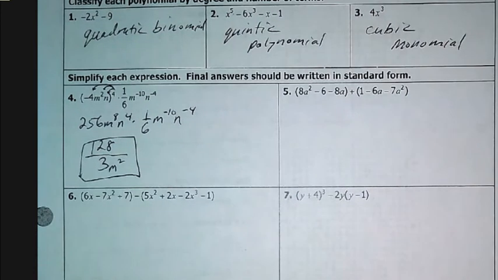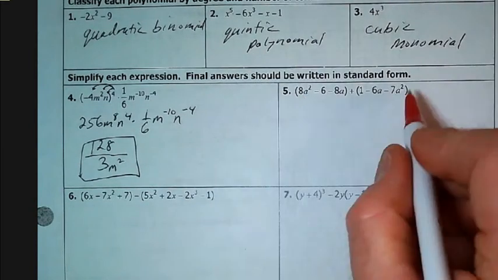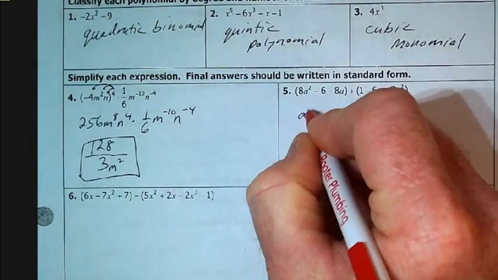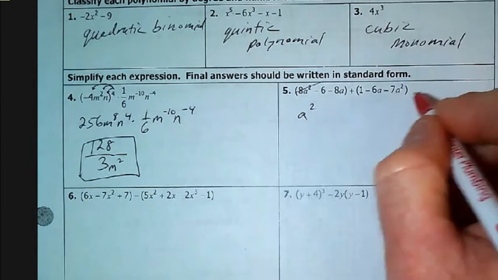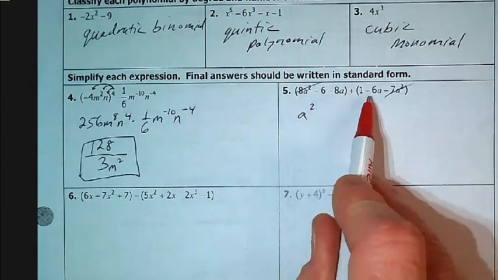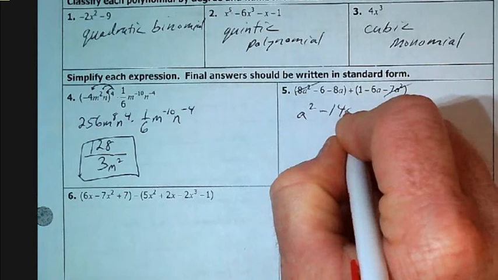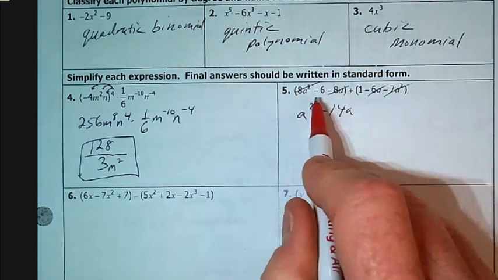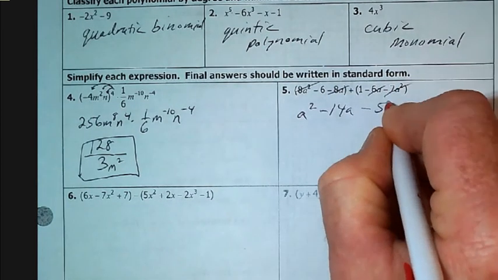Alright, number 5, you're adding, so combine your like terms. 8a squared minus 7a squared is just a squared. Done with those. Negative 8a minus 6a, negative 14a. We're done with those. And then negative 6 plus 1 is negative 5, and we're done with that.